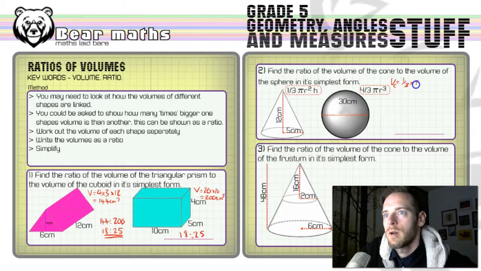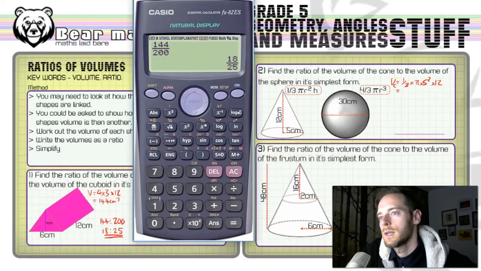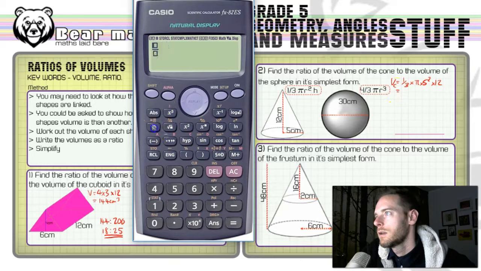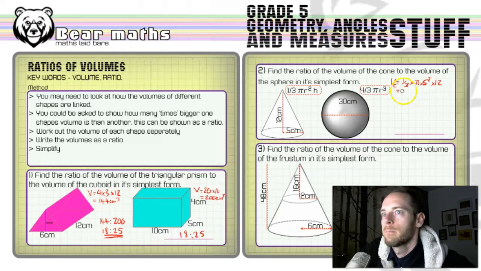It's 1/3 multiplied by pi multiplied by radius squared, 5 squared, multiplied by height, 12. Now type that into the calculator. Let's see what we get. And we get 100 pi, and that's in centimeters cubed again because it's a volume.